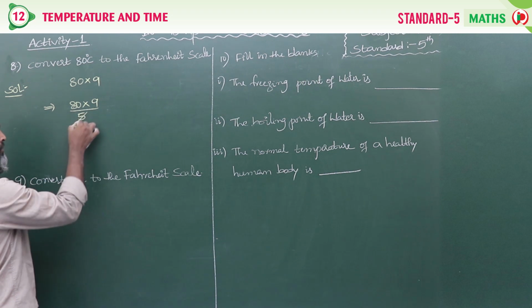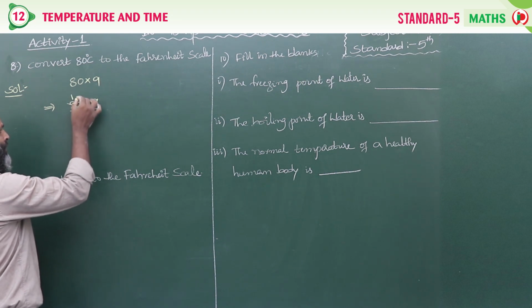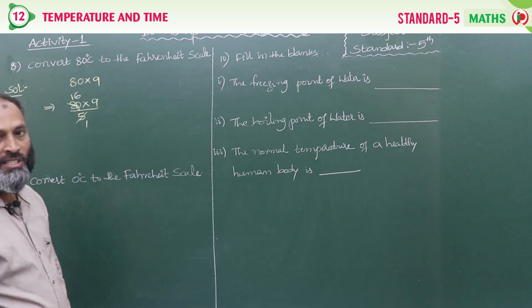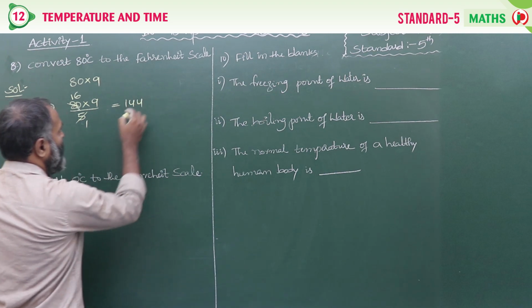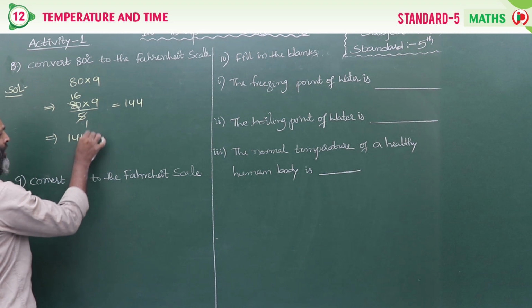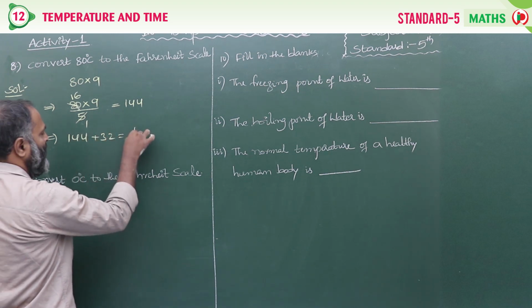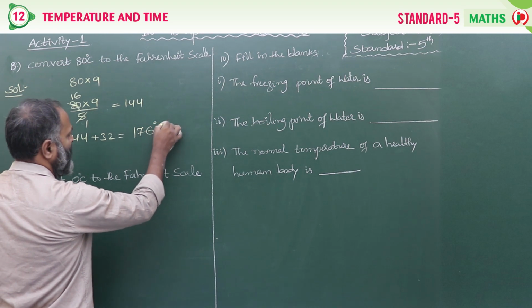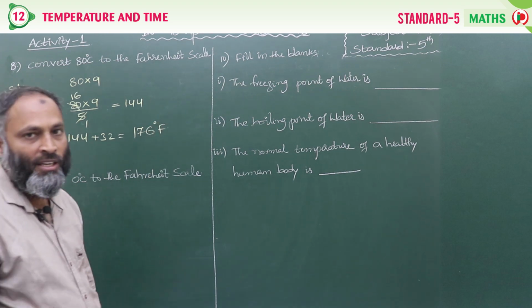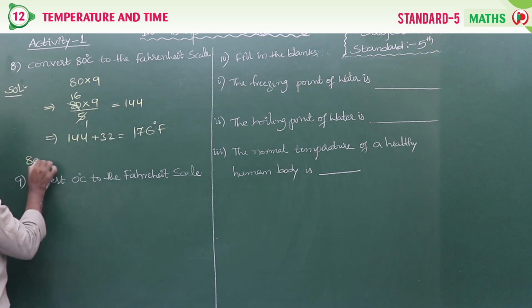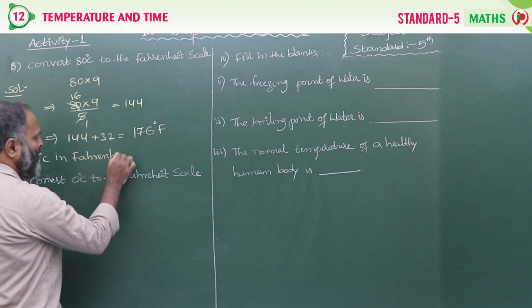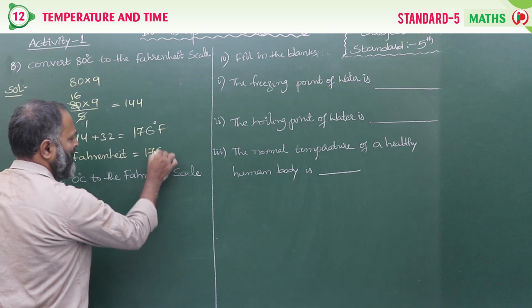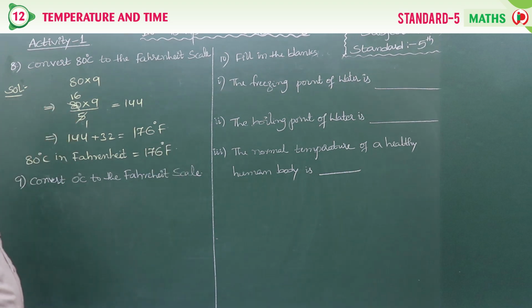80 into 9 by 5. So 5 ones are 5, 3 left. 5 6s are 30. Now 16 into 9 is 144. To this we should add 32. Then you'll get 176 degrees Fahrenheit. It means 80 degrees Celsius in Fahrenheit is equal to 176 degrees Fahrenheit. Okay, so this is the conversion of degrees Celsius into Fahrenheit.